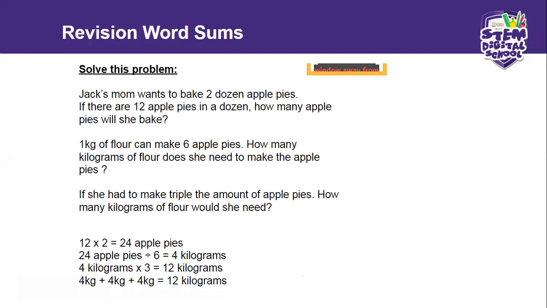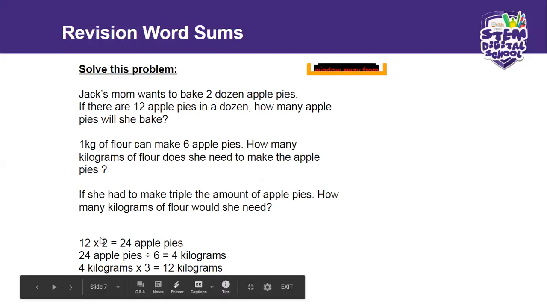Okay, remember they tell us that 1 dozen has got 12 apple pies. So if mom wants to bake 2 dozen, it means that it's going to be your 12 multiplied by 2, which gives you 24 apple pies.